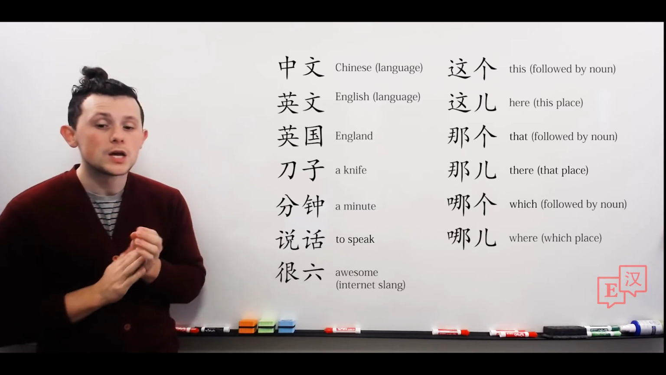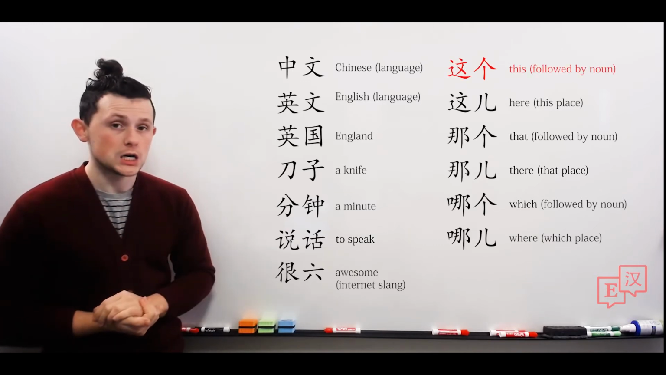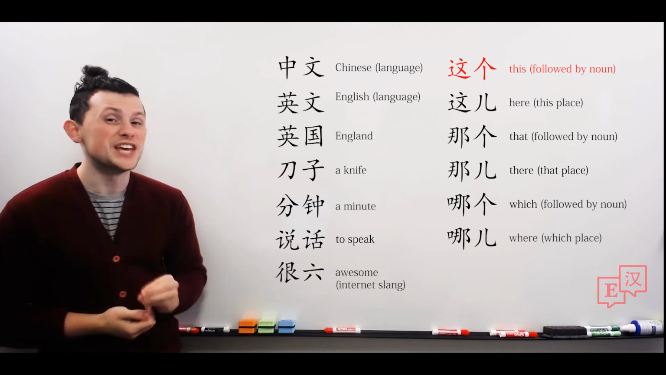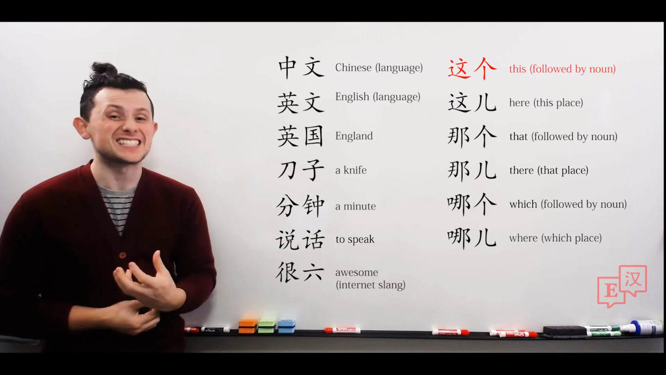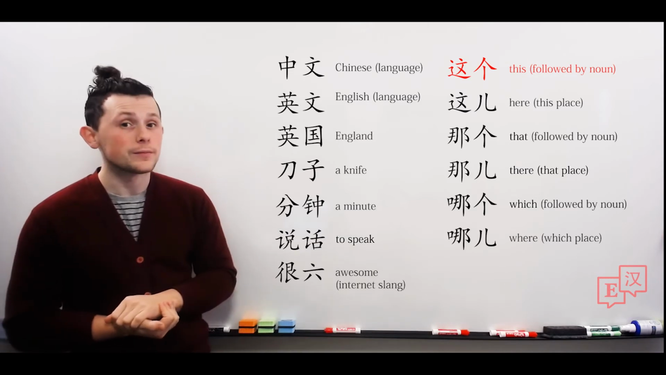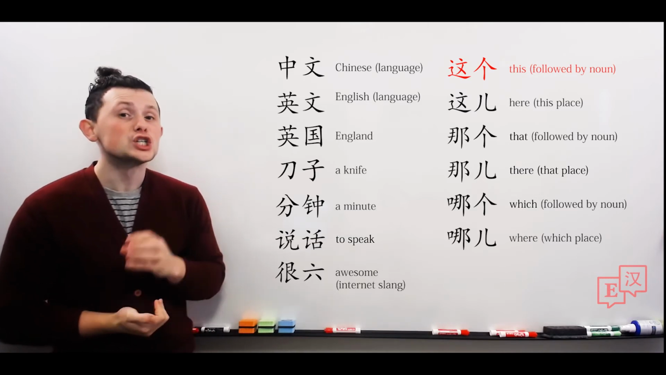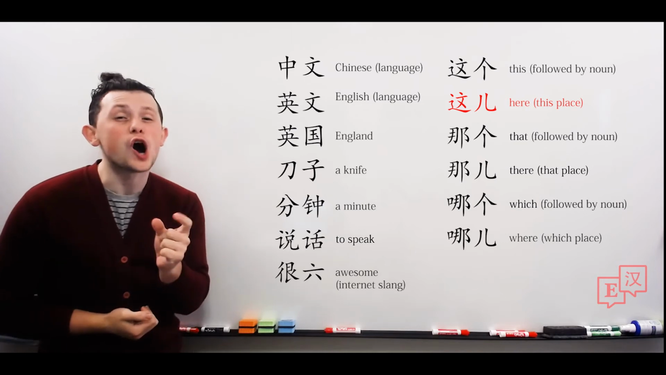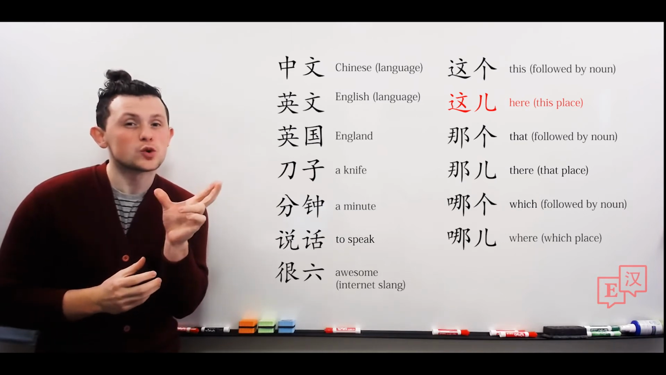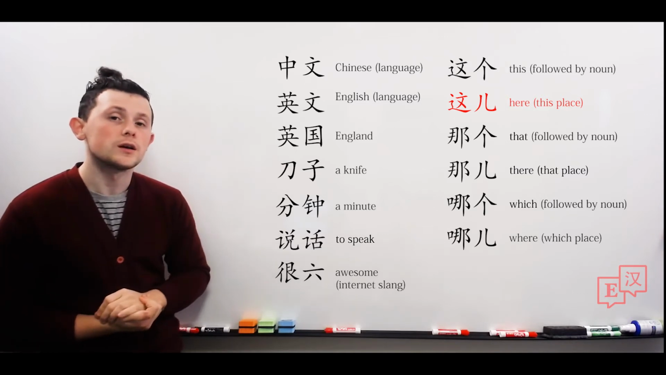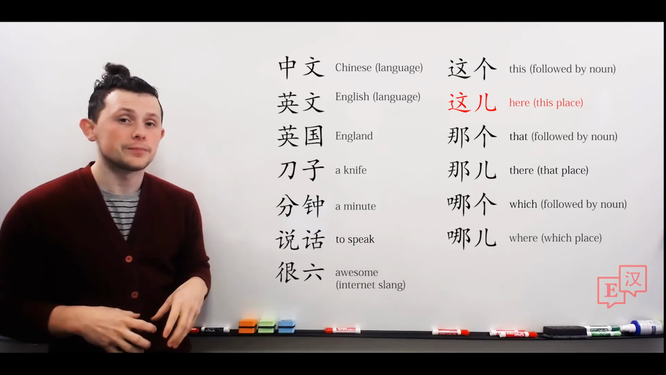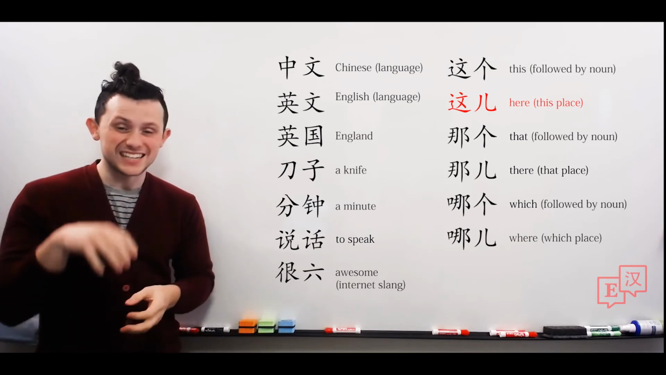First, 这个, this. When a 这 and a 个 are together, it means this, and it will be followed by a noun. 这儿, and note that the r turns into one syllable. 这儿 is one syllable. 这儿. This means here. So this place, here.